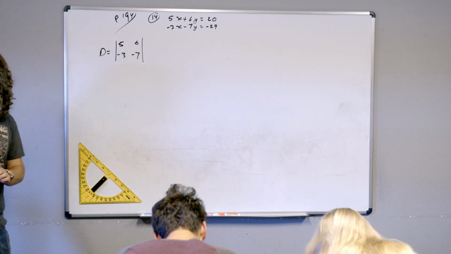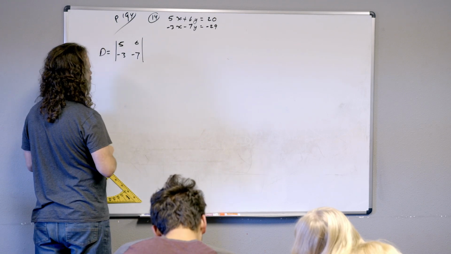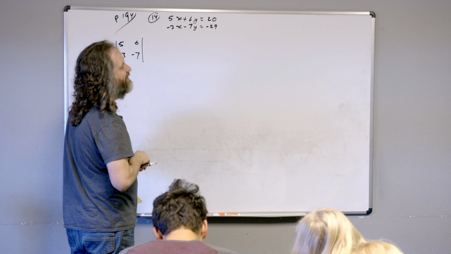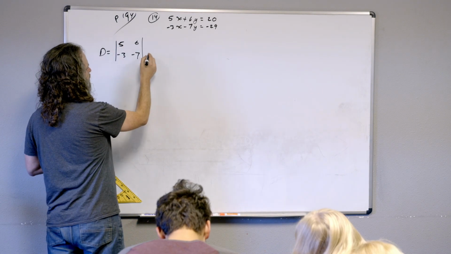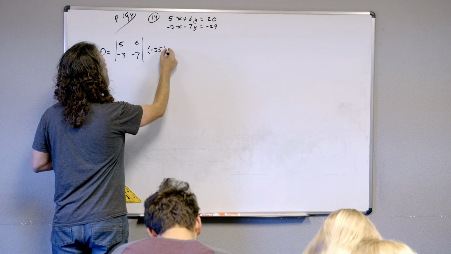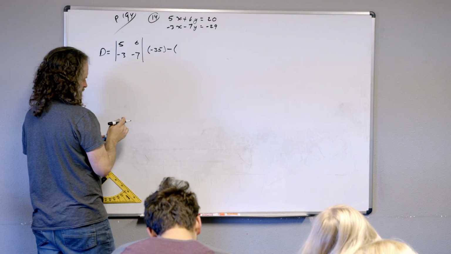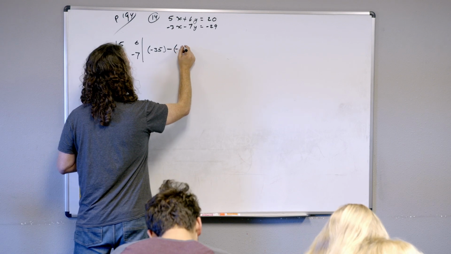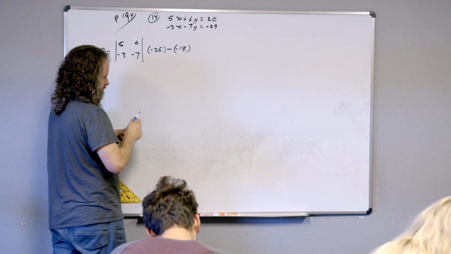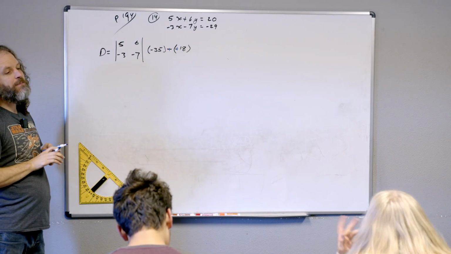All right, how do we find that determinant? 5 times negative 7, and then negative 3 times 6. Now what do we do with those? Subtract them, right? So 5 times negative 7 is what? Negative 35. Then minus negative 3 times 6 is what? Negative 18. Negative is not positive.